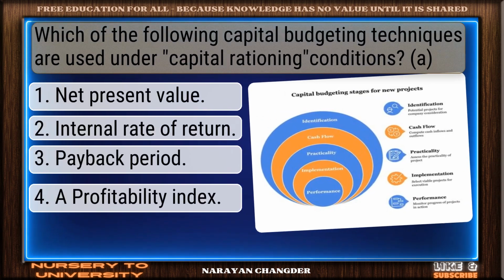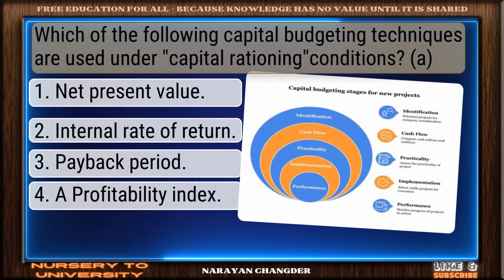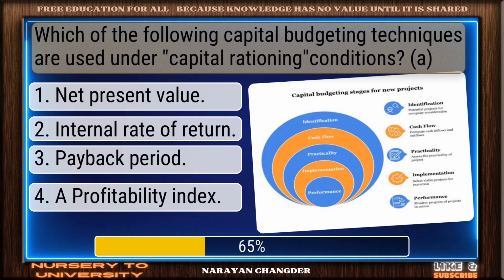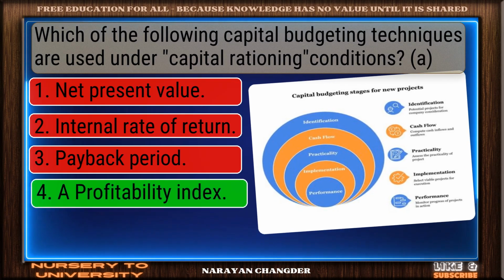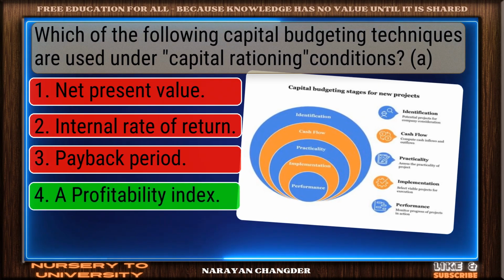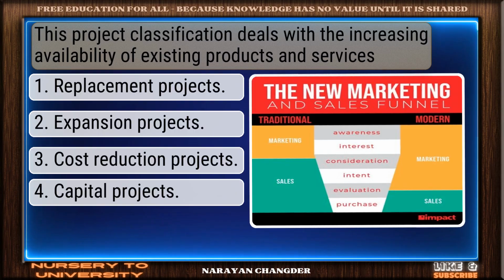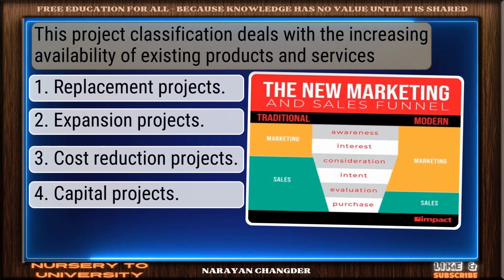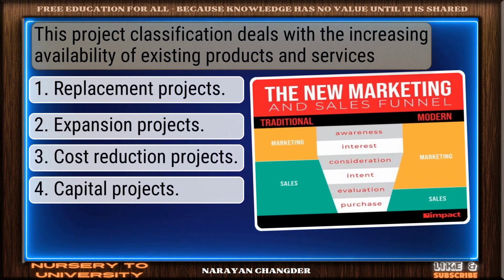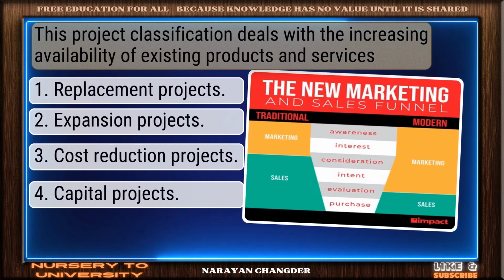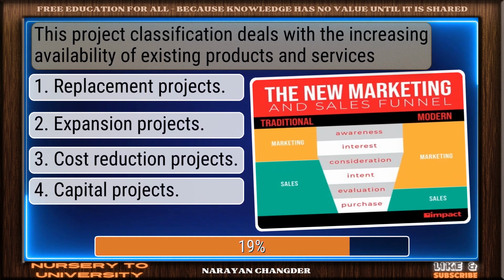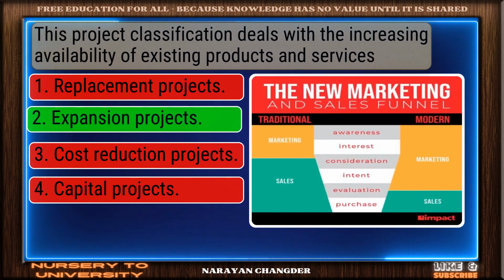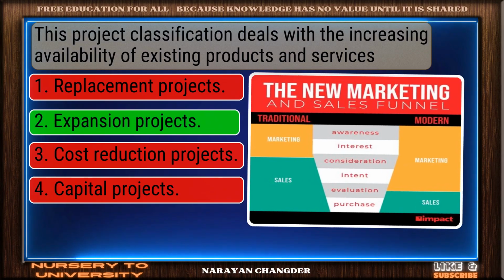Which of the following capital budgeting techniques are used under capital rationing conditions? Smart move. A profitability index is an accurate answer. This project classification deals with the increasing availability of existing products and services. Perfect. Expansion projects is the correct choice.